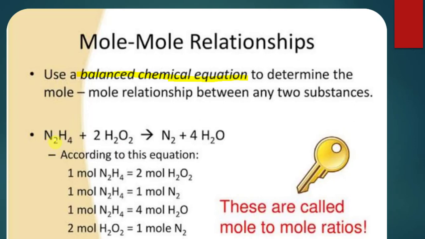Nitrogen how many? 2. Here nitrogen is how many? 2. Here hydrogen is how many? Here 4. And here 2 into 2, 4. So 4 plus 4, 8. Here hydrogen is what? 4 into 2, 8. Hydrogen also balanced. Oxygen, see here 2 into 2, 4. And here oxygen, see 4O. 4 moles of H2O means 4 moles of H2 and 4 moles of oxygen.